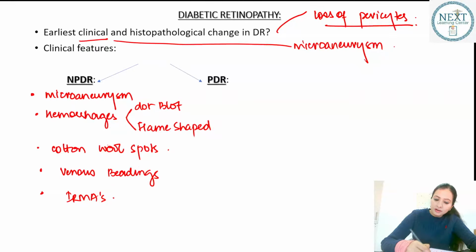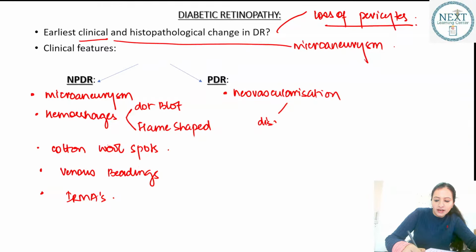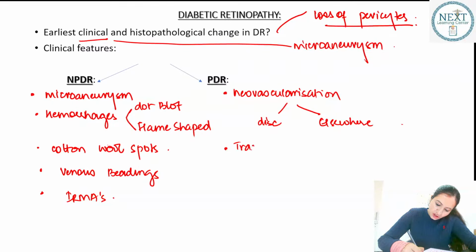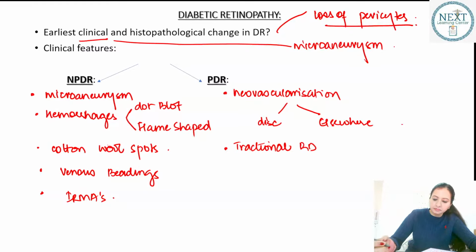If you talk about proliferative diabetic retinopathy, you can have neovascularization, that can be either on the disc or anywhere else, which you call as elsewhere, or you can have tractional retinal detachment, or in PDR you can have vitreous hemorrhage.